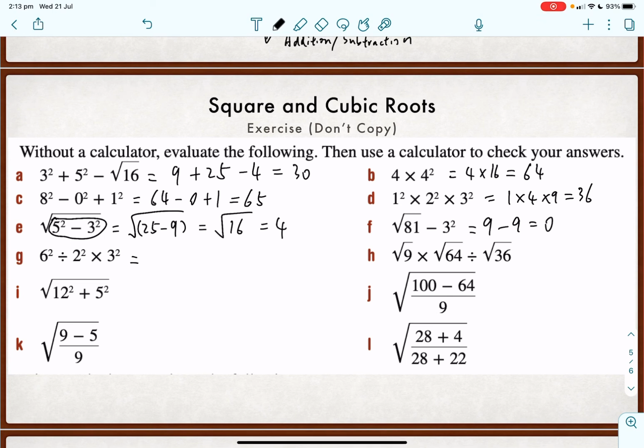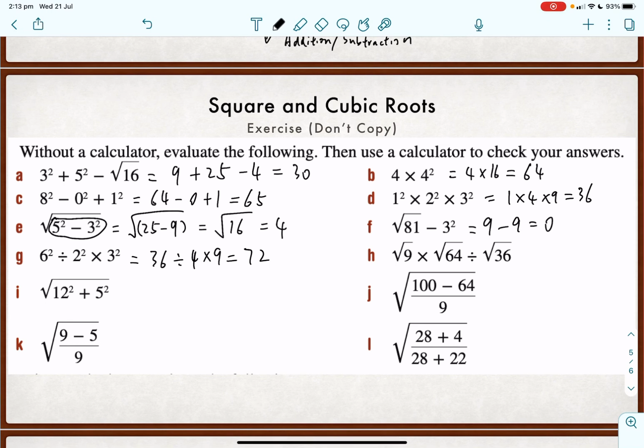Now in this one, again, we do index before multiplication and division. So we need to do the power first. So you got 36 divided by 2 times 2 is 4, times 3 is 9. Okay, so now we only have multiplication and division. We go from left to right. So 36 divided by 4 is 9. 9 times 8 is 72.